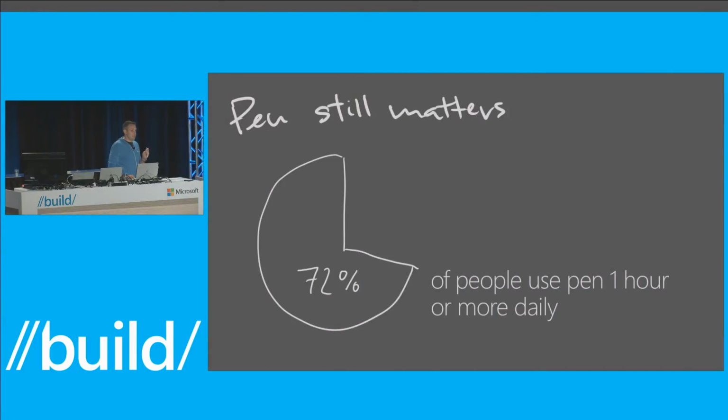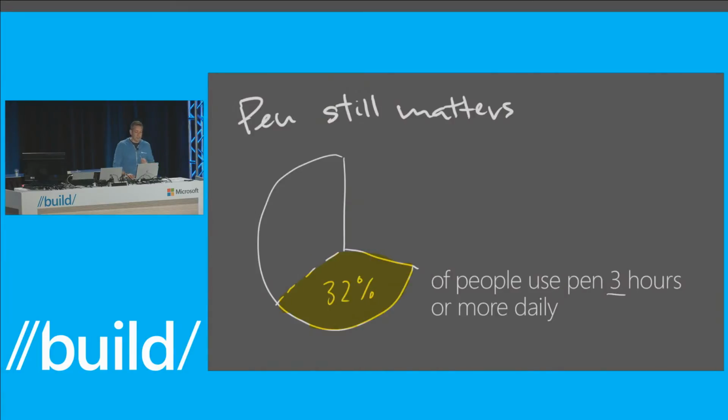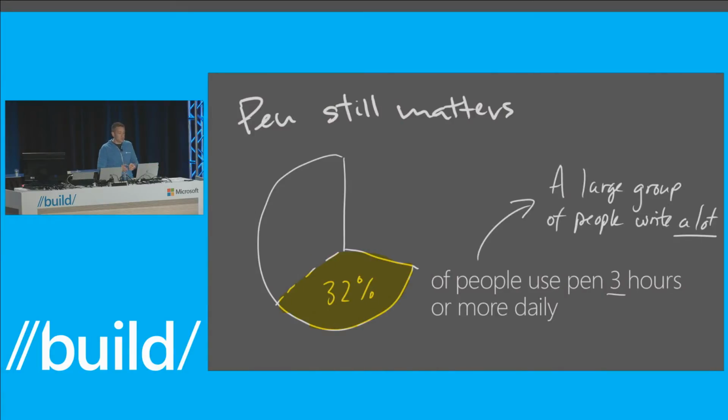Brian did a good job representing that even though we have a lot of people and people are consuming a lot of paper, there is still a lot of usage done with the pen. An hour a day, 72% of the people. 3 hours a day is 32% of the people, and as he likes to call it, lots of love.